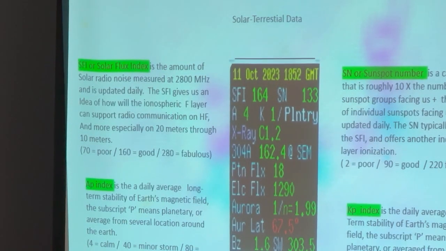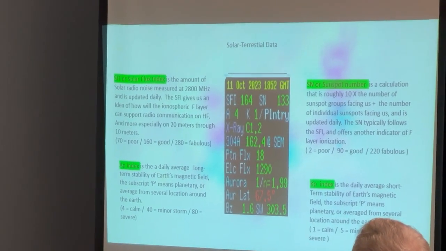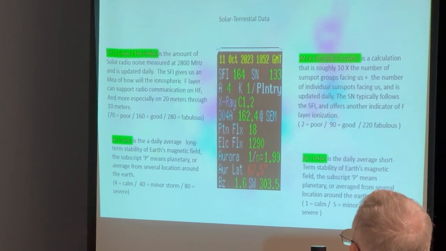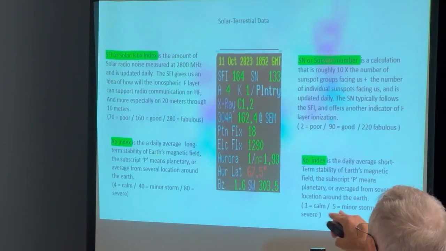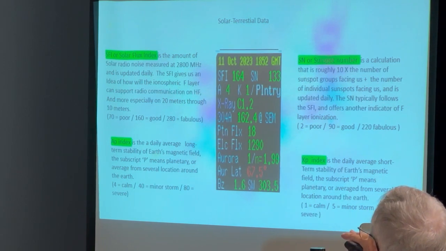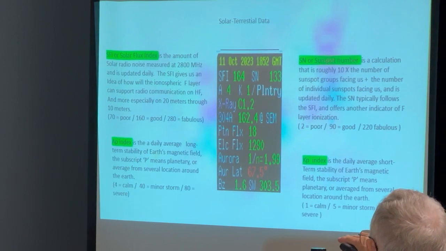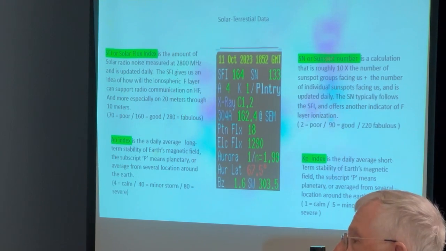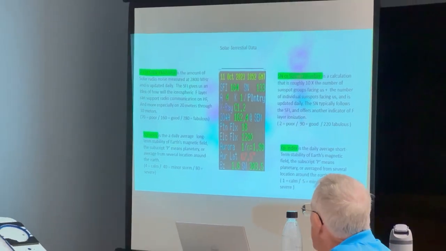Okay, now we're going to break down some of the different readings here. The solar flux index. This is the amount of solar noise measured at 2800 megahertz, and this is updated daily. Now some of these different things will be measured just daily, some of them will be measured several hours a day, and some will be measured at different time intervals. So that's why you need to get updated information.